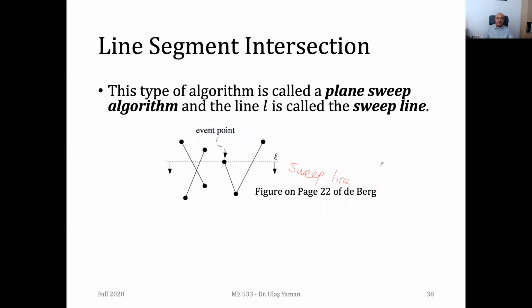Okay. And we will start from the top. This will be the starting point, and we will be going downwards. As we go downwards, you'll see that there are some event points. These event points are important since at these event points, we'll stop and try to do some computation.